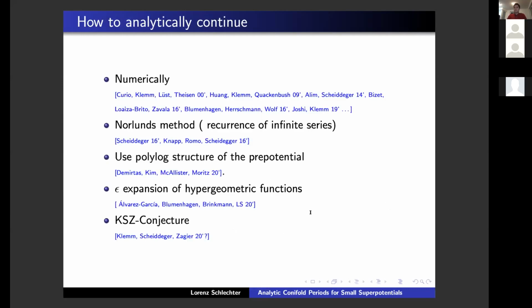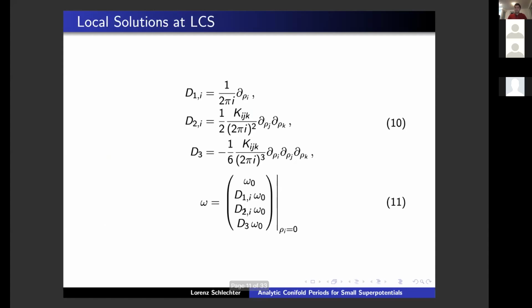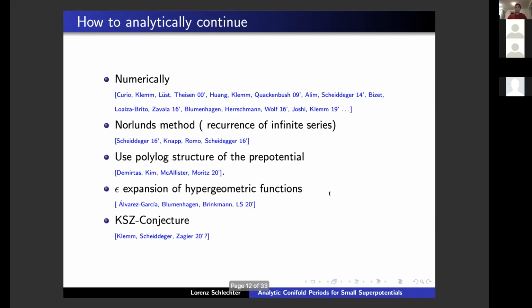But now we need to analytically continue this local basis at the LCS, with local basis meaning exactly these expressions here, to the conifold.